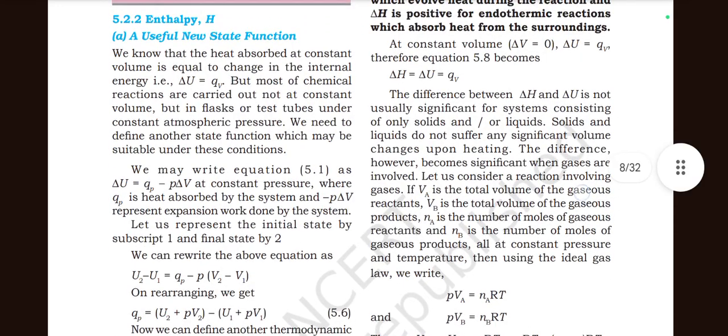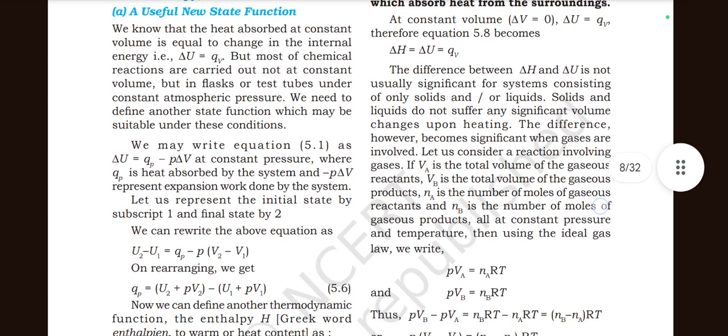Enthalpy H, a useful new state function. We know that the heat absorbed at constant volume is equal to the change of the internal energy. But most chemical reactions are carried out not at constant volume but in a flask or test tube under constant atmospheric pressure. We need to define another state function which may be suitable under these conditions. We may write the equation as delta U is equal to Qp minus P delta V at constant pressure, where Qp is the heat absorbed by the system and minus P delta V represents expansion work done by the system.